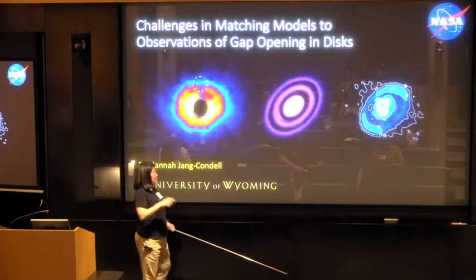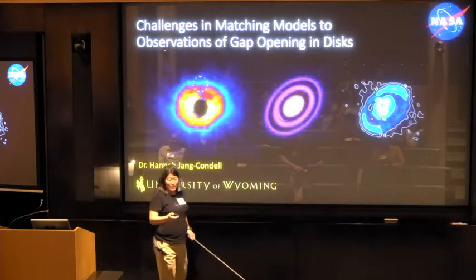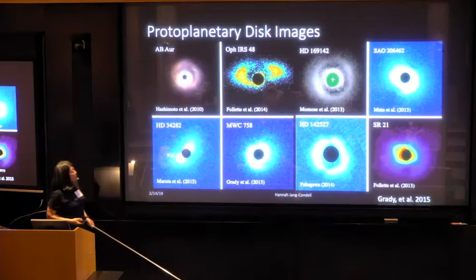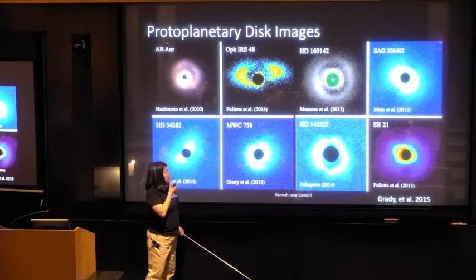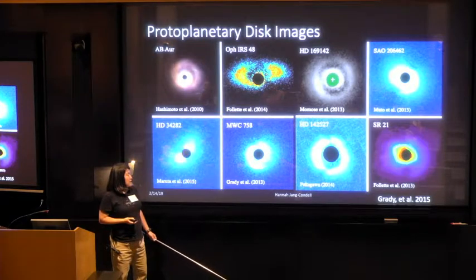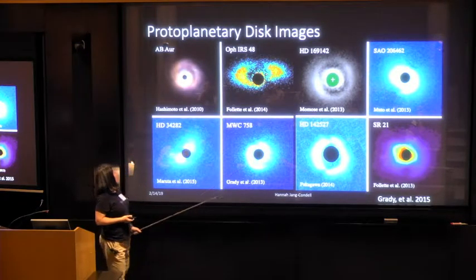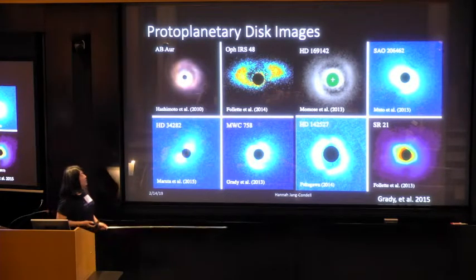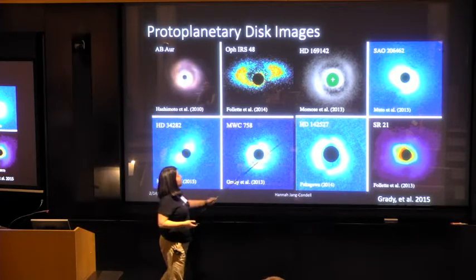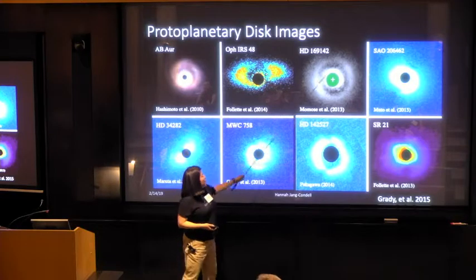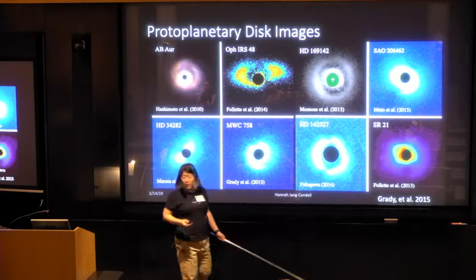So we need to be grounded in the observations because that's really the ground truth here. Here's a suite of some beautifully imaged protoplanetary disks from a paper by Grady et al. I'm going to be talking a little bit about AB Aurigae up here, but you can see that in a lot of these disks, there's evidence of structure, gaps forming, spiral arms, etc.